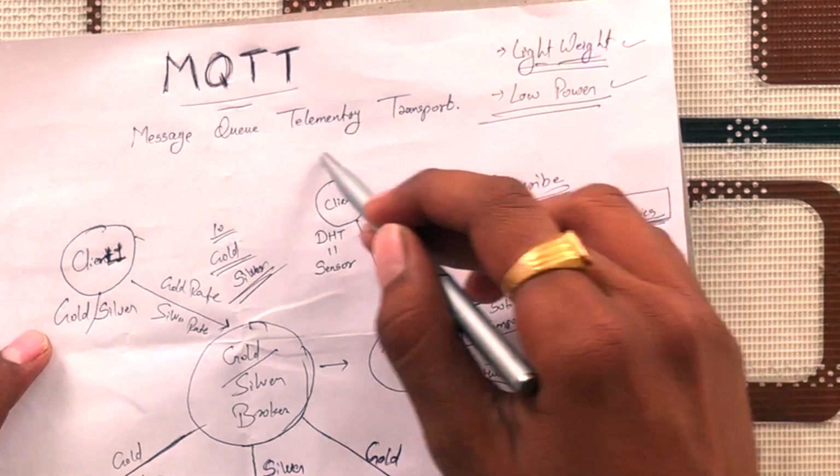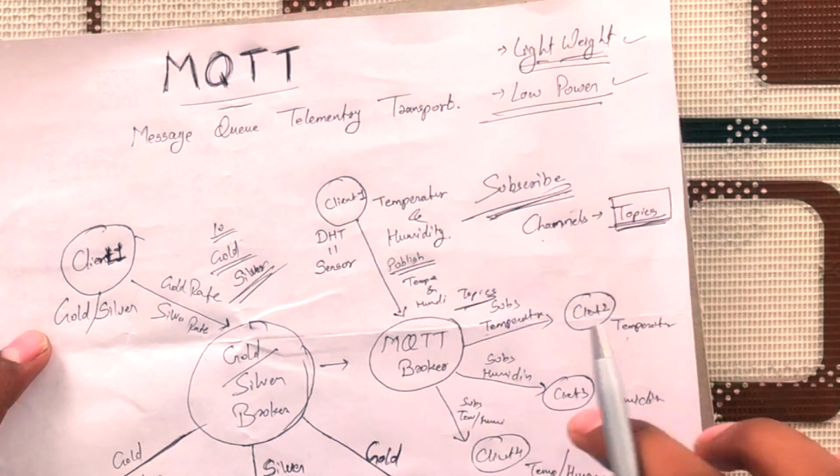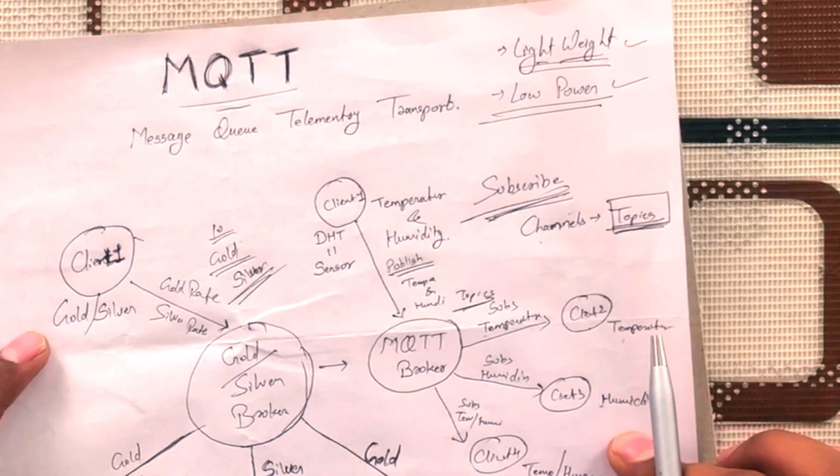Based on this MQTT protocol, you can make many interesting projects. This example is basically a temperature and humidity monitoring device. So basically I can monitor temperature and humidity data with the help of the MQTT broker on my smartphone.